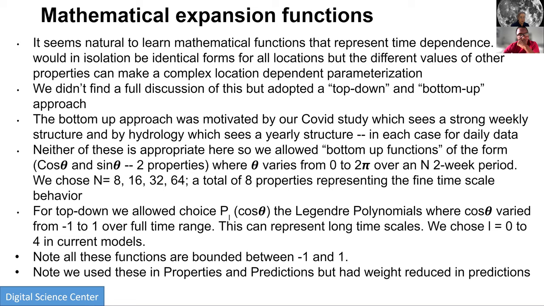But for this particular analysis, I didn't like weekly or annual for earthquakes. They don't seem to have much to do with earthquake science. So I just said, let's just do a set of expansion functions. So I did 0 to 2 pi over 8, 16, 32, and 64. And by the way, I wanted to stress this vectorization issue. I seem to be adding lots of properties, but it doesn't matter. These calculations are real fast.